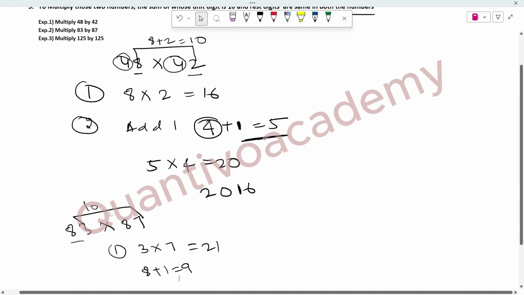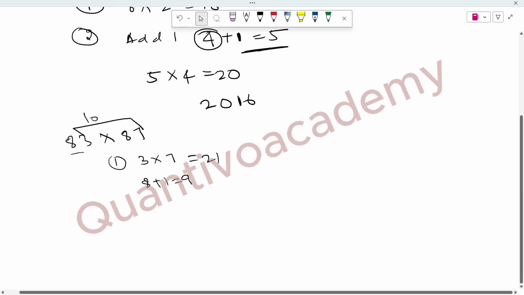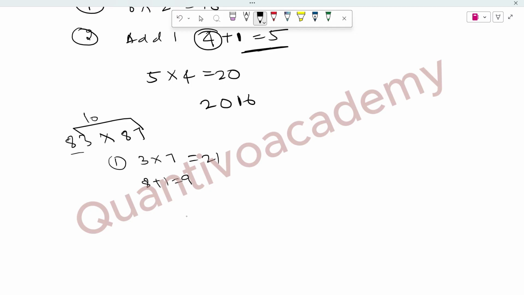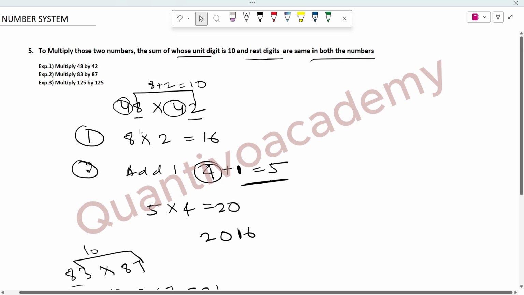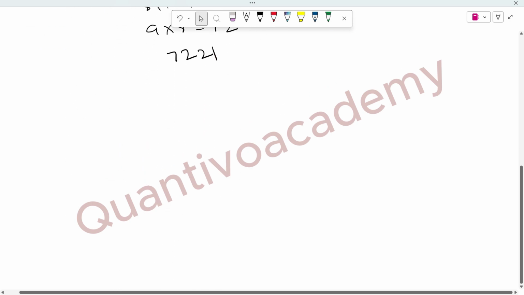Then we have to multiply 9 with the original digit. What is the original digit? 9 into 8. 8 9s are 72. The answer for this is 7221. Now we can consider one more example, that is 125.